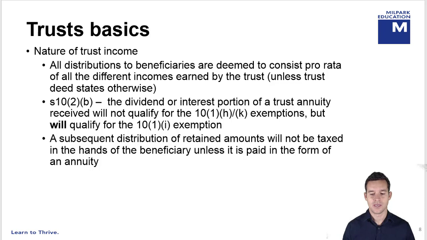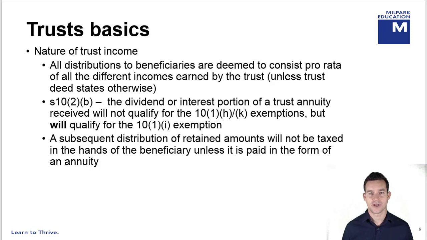Remember, an annuity is a continuous set of payments. If it's paid out as an annuity, the dividend or interest portion of that trust annuity will not qualify for the 10.1h or k exemptions, but it will qualify for the 10.1i exemption. So in terms of annuities, only the interest portion is deductible in the taxpayer's hands. So if you're thinking about tax planning, you really don't want to pay out dividends in the form of an annuity because you don't get the benefit of that 10.1k exemption.